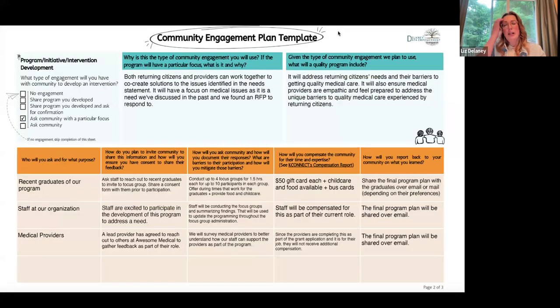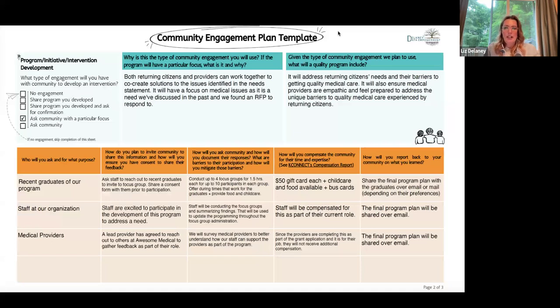And then in the next slide, we actually go through the program, initiative, or intervention development. And in this one, you'll see it's essentially the same questions in the orange boxes, and the same questions up in the blue boxes. But you will see in this one that we added recent graduates of our program as one of the audience members versus our staff. So the recent graduates are also returning citizens, but they don't necessarily work with our organization. We're going to ask them to participate in focus groups for up to an hour and a half.